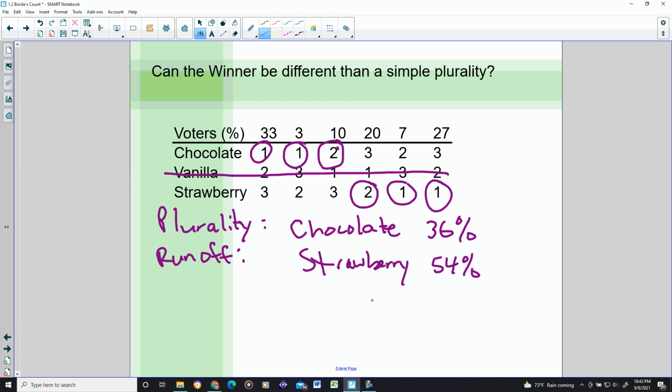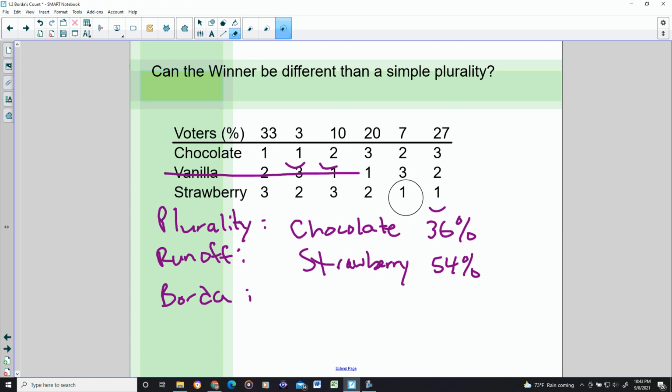The next thing we're going to look at is a Borda count. In particular, I want you to keep in mind that with a runoff, we're only looking at the second place votes of the ones that need to switch instead of everybody's second place. I want you to look very carefully at this chart, and look at where all the second place votes are. Chocolate's got some here and here. Strawberry's got some here and here. But look at vanilla.